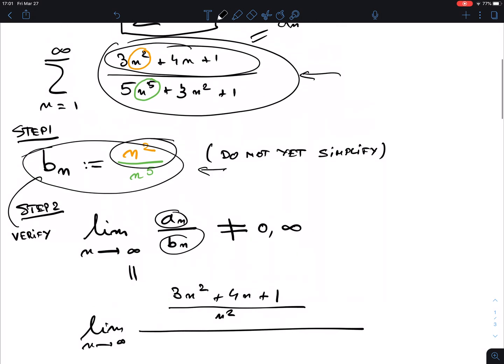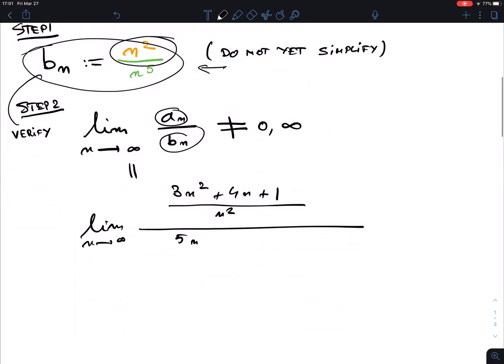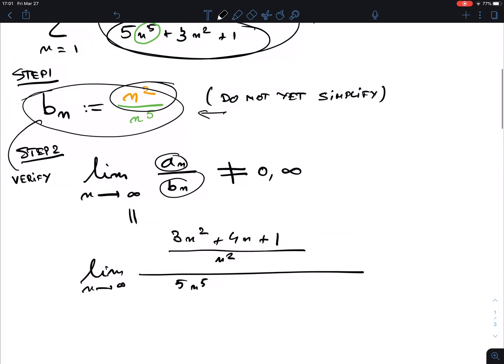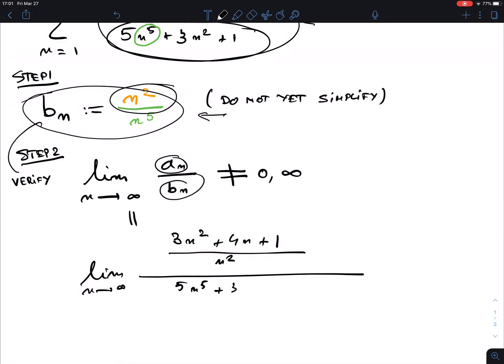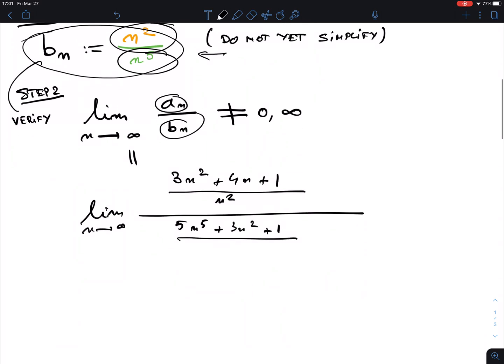And in the bottom I do exactly the same thing. I take this denominator, 5n to the fifth plus 3n squared plus 1, and then I divide by this denominator, the one from bn, n to the fifth. You follow this? Okay. So, what can I do now? Well, this is now equal to, let me make this a little bit smaller.